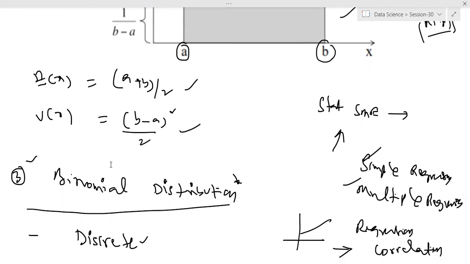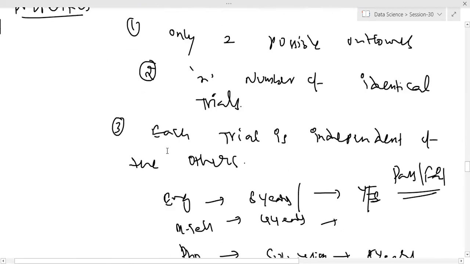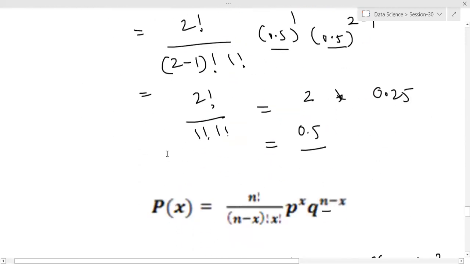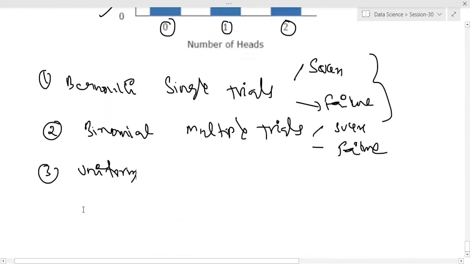What is it in binomial, friends? In binomial, what is the mean value? N into p, because n number of trials we're having rather than one trial. And if I'm talking about the variance, what is the variance value? N into p into q. Whereas in case of Bernoulli, we're having only pq. Though if you are not remembering the above things, it is okay, friends.